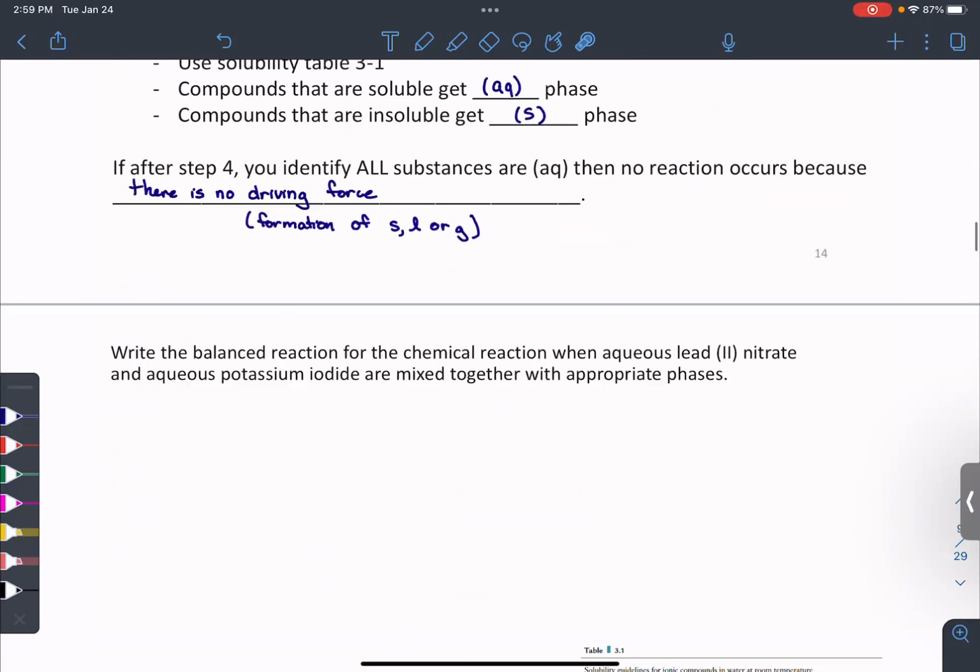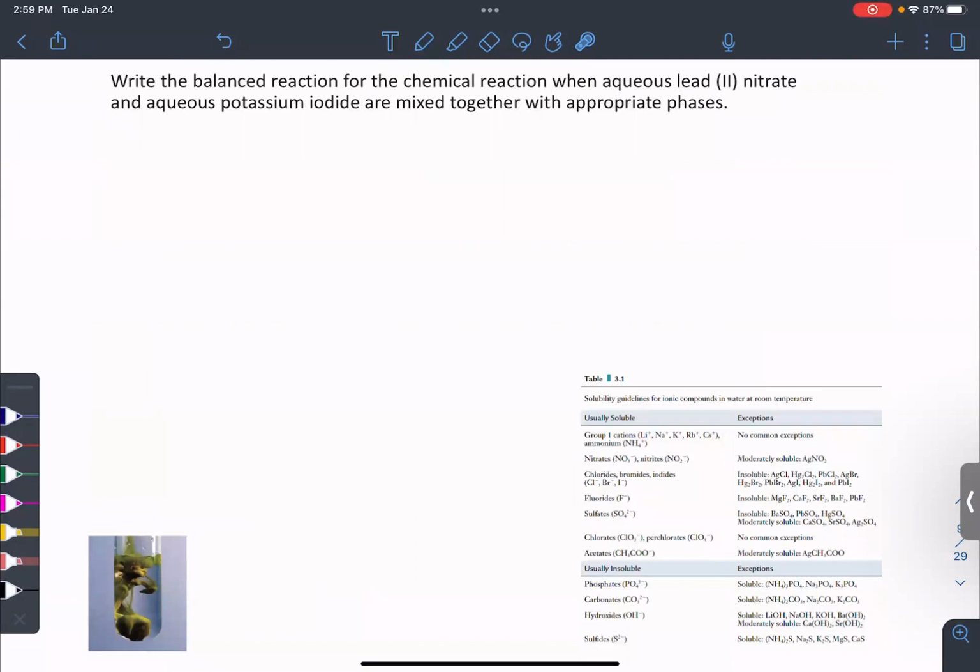All right, so let's do some examples. Okay, so this is the one we skipped earlier. I wanted to do it here because it's harder, because I just tell you the reactants. So let's write the balanced chemical reaction between aqueous lead nitrate and aqueous potassium iodide.